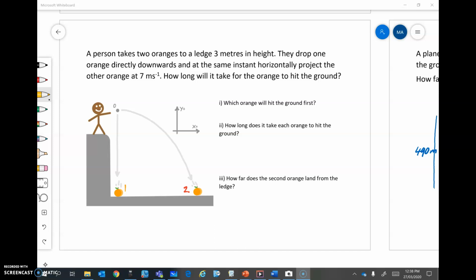Now this person is dropping and projecting oranges off a ledge, obviously trying to make orange juice or marmalade or something like that. But the important question is which of these oranges, whether it's projected horizontally or if it's just dropped, will hit the ground first. You might like to think about that for a moment and pause the video. Then I'll show you another video, and it is this one here, in which I will demonstrate.